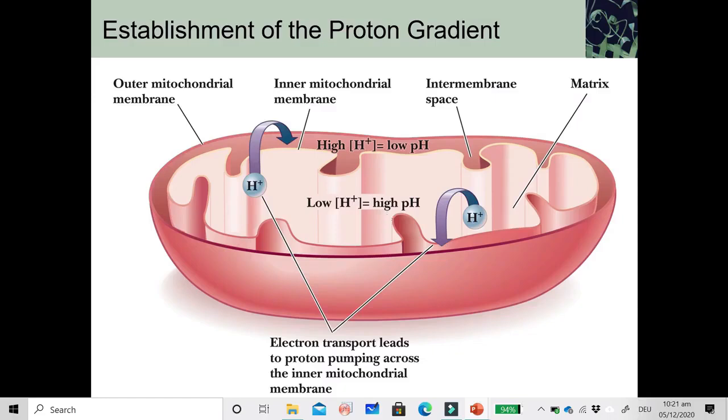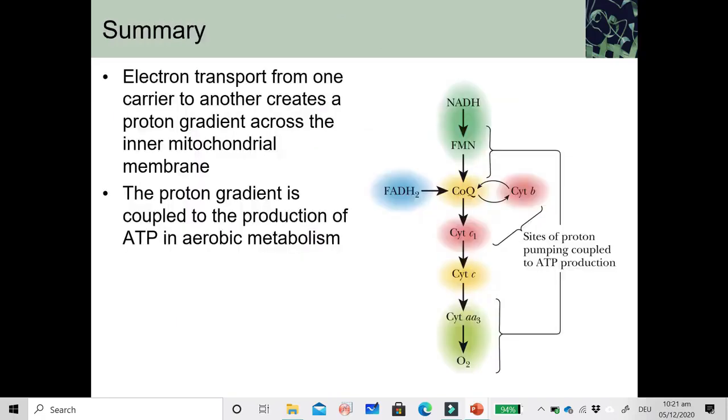Okay, the mitochondrion takes advantage of this proton gradient in the synthesis of ATP for oxidative phosphorylation. We're going to learn the details of that later, so do not worry.